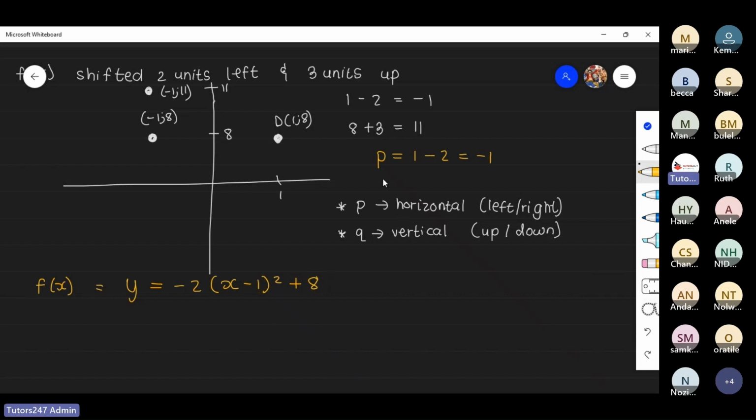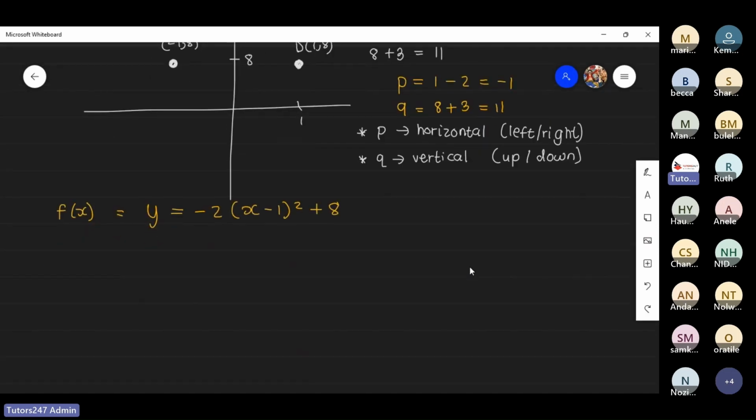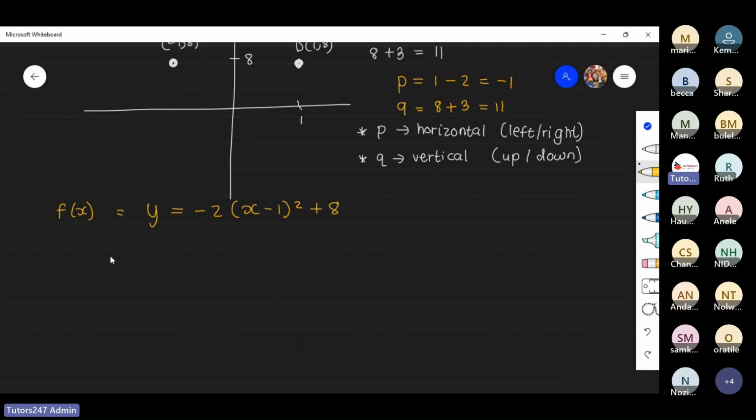Now, let us find Q. So we were given the value of Q as 8. Now, g is obtained by shifting f 3 units up. So all we do is we add 3, that gives us 11. So that is what we are now going to substitute. So in order for us to get g of x, in place of P and Q, we are going to substitute -1 and +11.